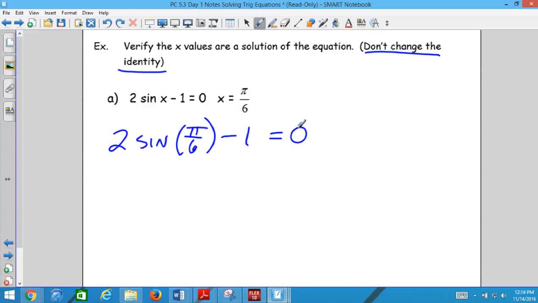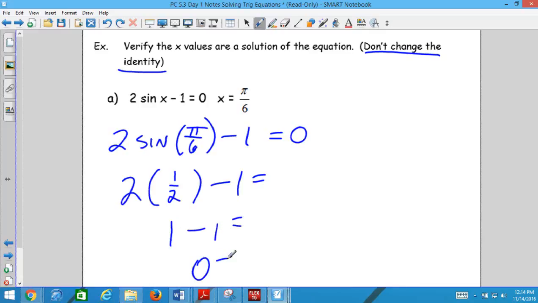So I would start by asking, what is sine of pi over 6? So 30 degrees, sine of 30 is a half. Then 2 multiplied by half is 1, and that's 0 equals 0. Check. I have verified this, that is true.